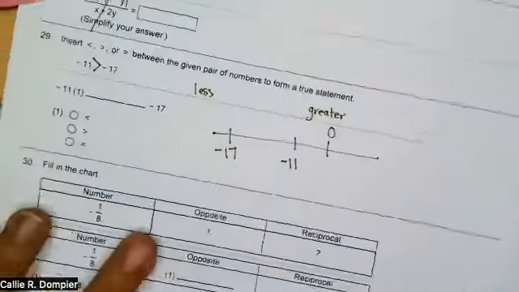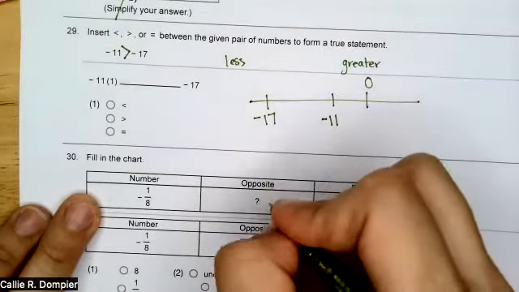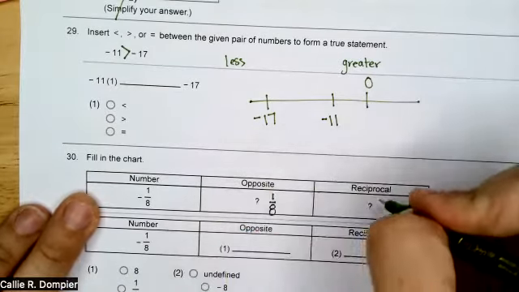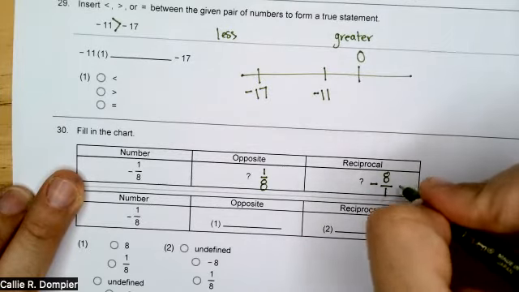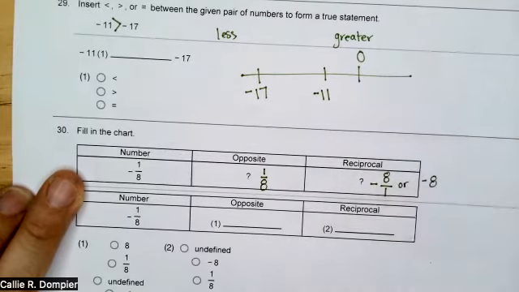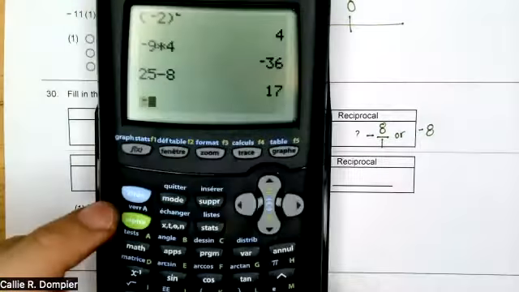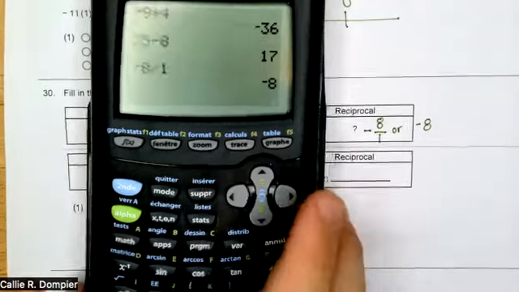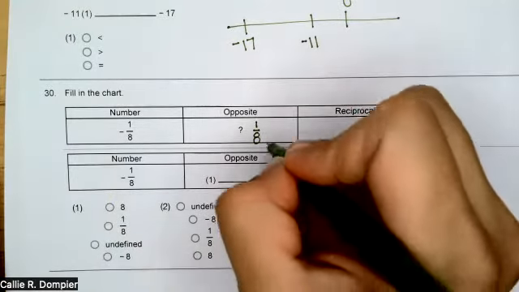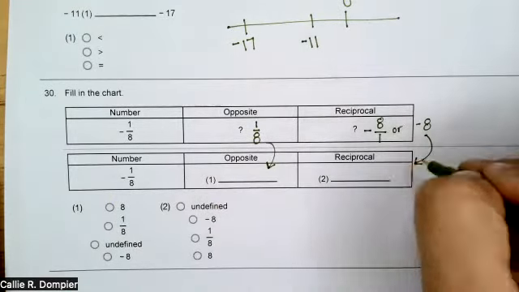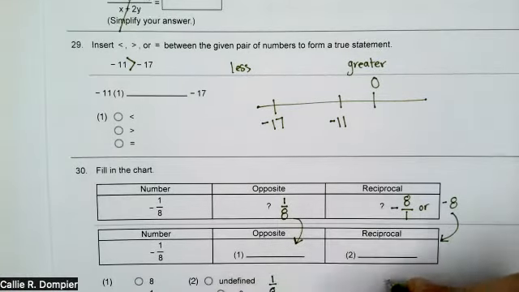All right, so negative 1/8, the opposite of negative 1/8 is just a positive 1/8. The reciprocal of negative 1/8 will stay a negative, but we'll flip it, negative 8 over 1 or negative 8, right? That's the same. Negative 8 over 1 is negative 8. Oh, yeah, I thought they were going to give us a different number, but they just made it a big question. So that's 1/8, and that is negative 8.